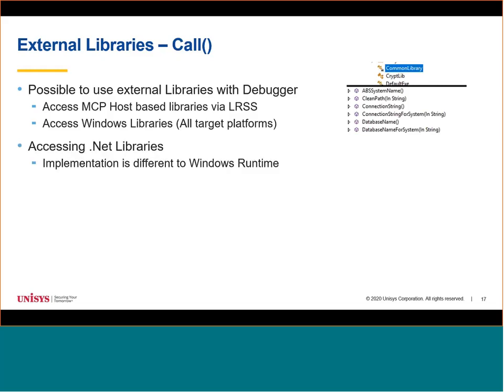Now, if you are going to call .NET libraries, you do need to be aware of some things. The big thing here is that the implementation is slightly different to how it is used in the Windows runtime. Big difference is that Debugger is 32-bit. The runtime environment is 64-bit. The other aspect of it is Windows runtime uses .NET. Debugger is C++. So C++ is accessing these libraries via COM, not via COM+, which is how the Windows runtime works. Because of that, you do need to make sure you register the libraries.